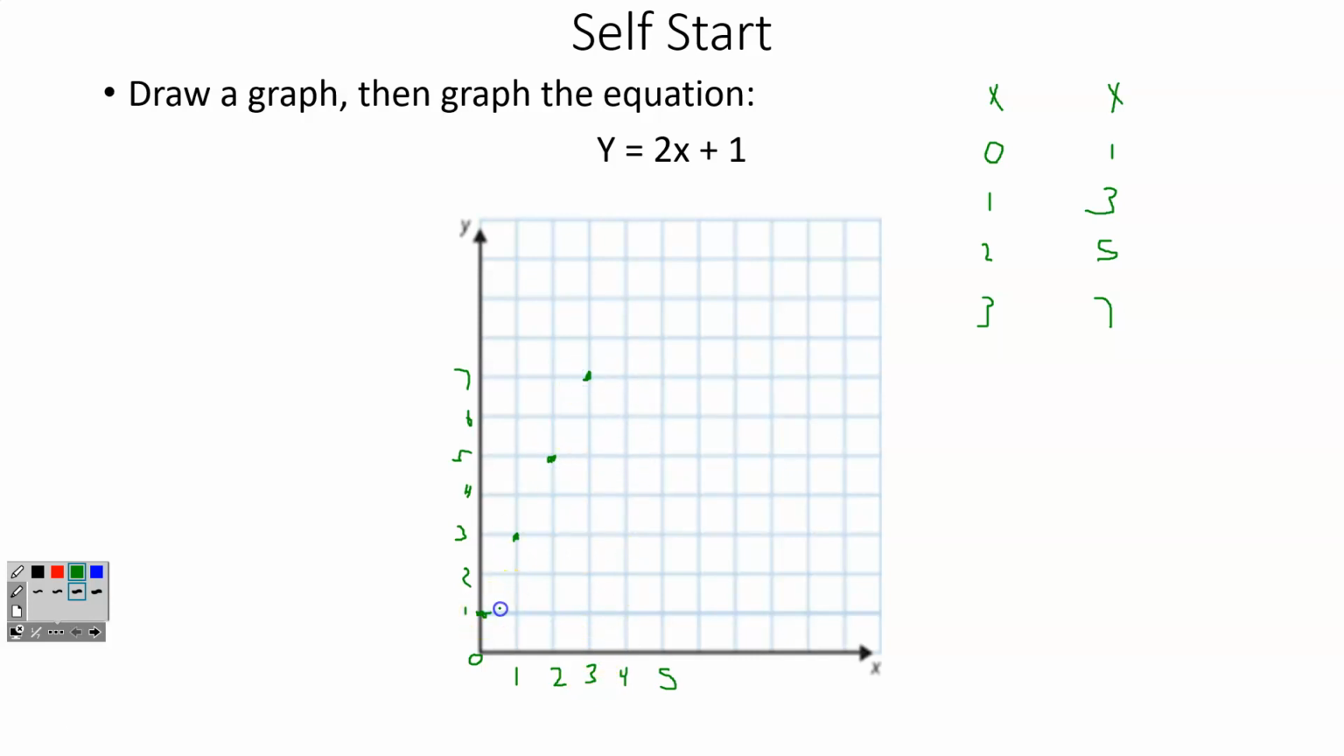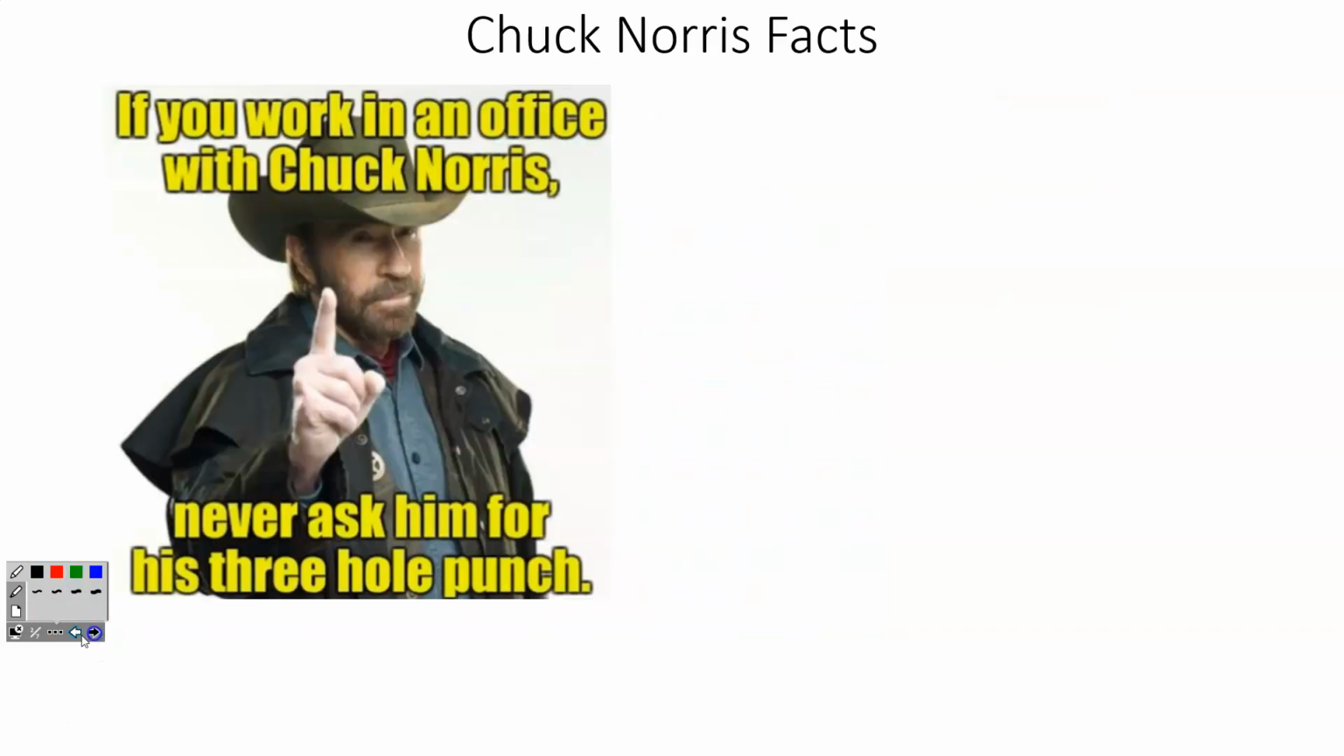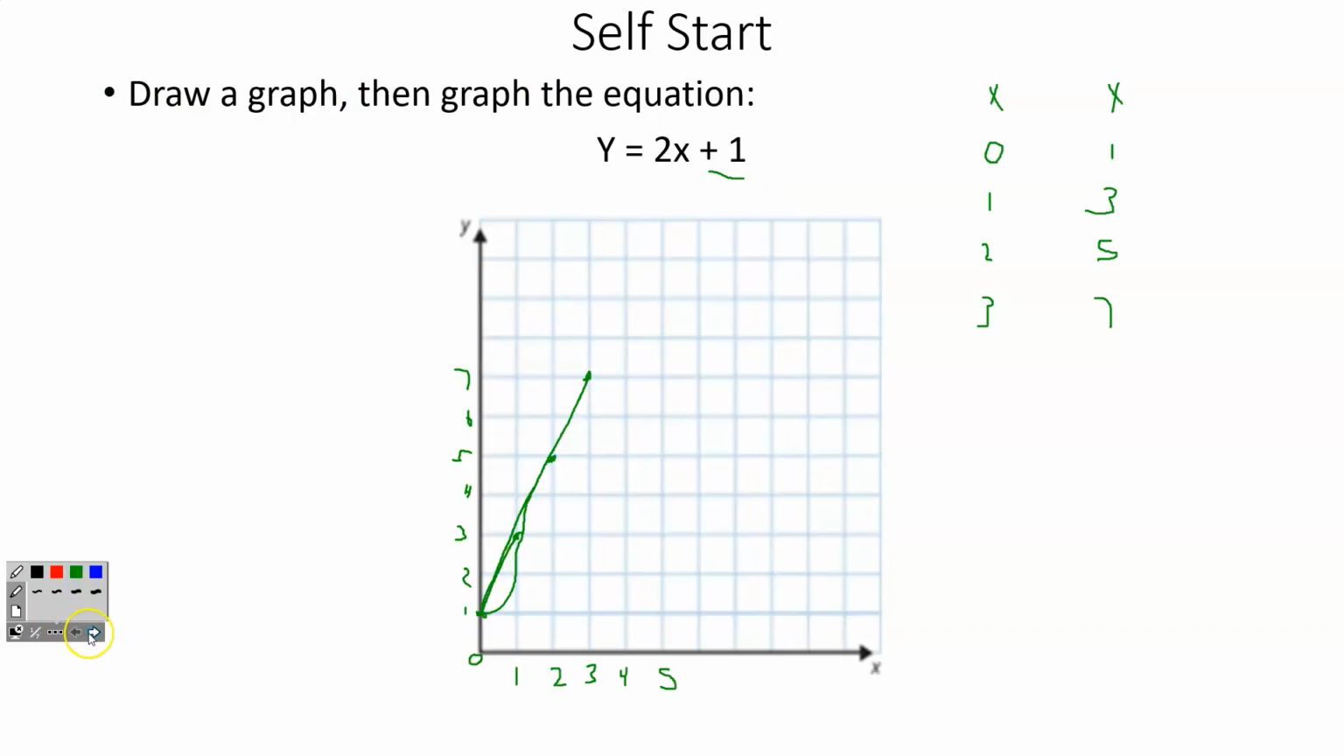So then my graph will look, whoa, that was really bad. Just imagine that it's a straight line. How about that? We'll do that. So then my graph would look something like that. It's not proportional because we're adding 1. That's an easy way to look at it. Make sure that it doesn't go through 0, 0. Don't just automatically assume. There's your Chuck Norris thoughts for the day.